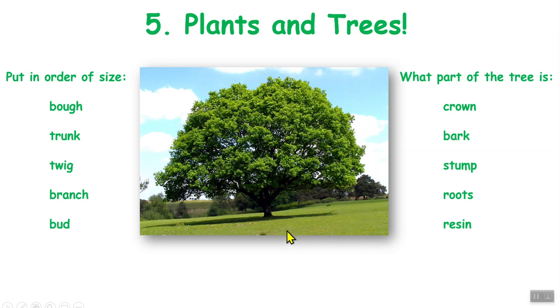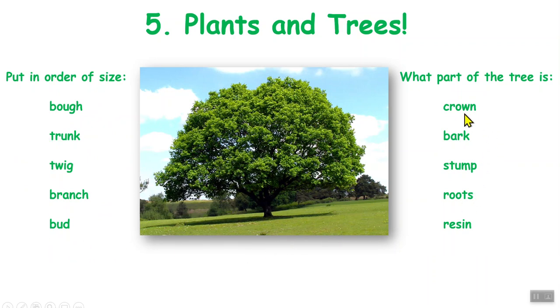The tree, we'll go into more detail about different parts of the tree because they're used a lot in English. So put in order of size, which is the biggest. So obviously, if we look at the tree trunk, it goes all the way down to the small buds at the end of the twigs. So put those in the right order.